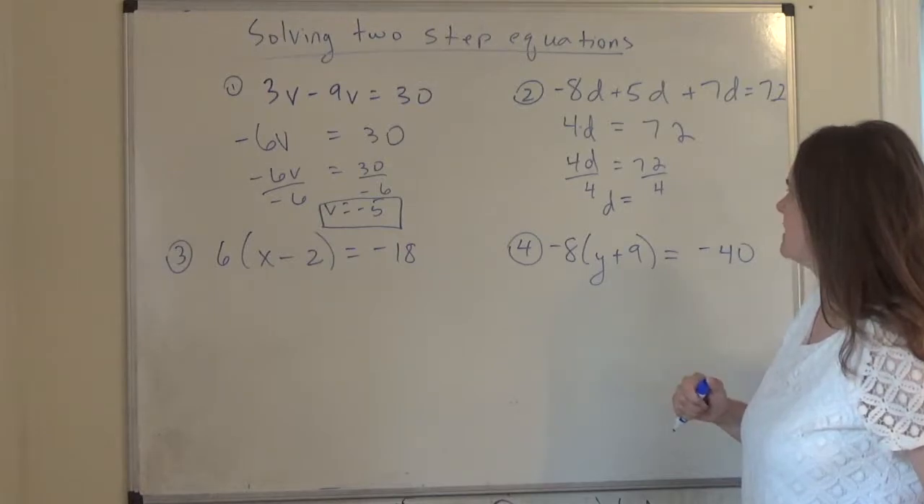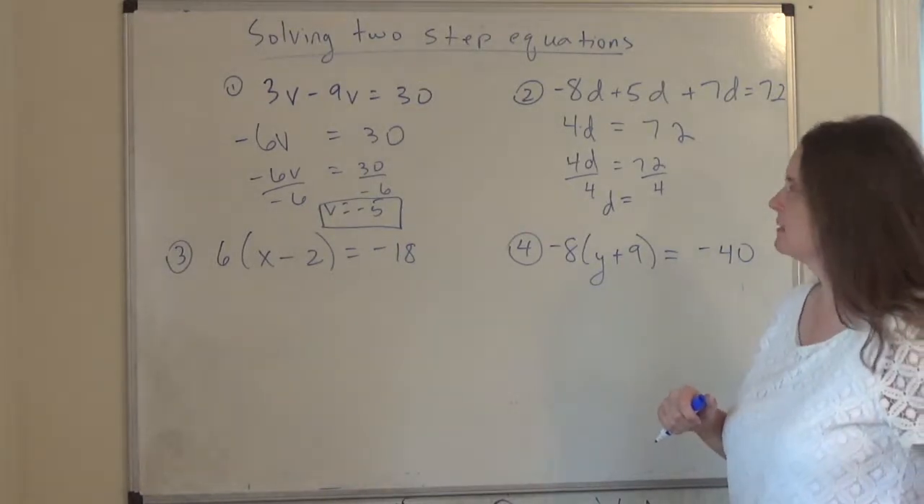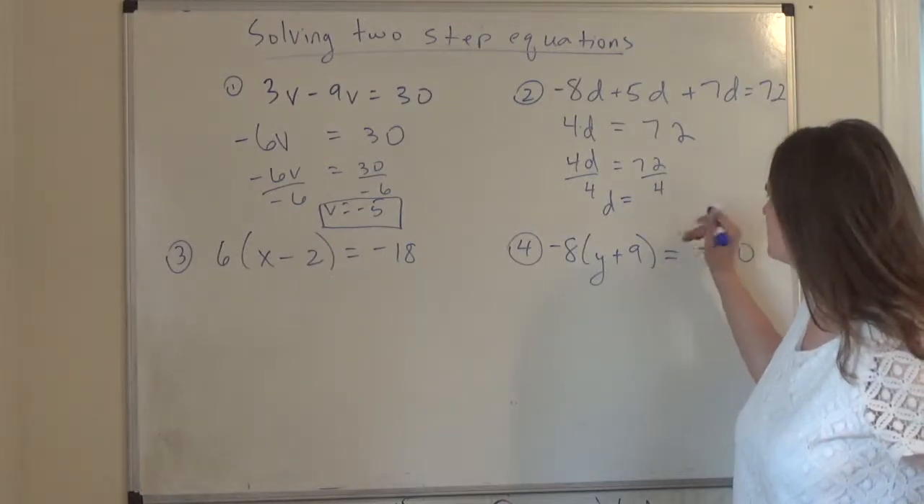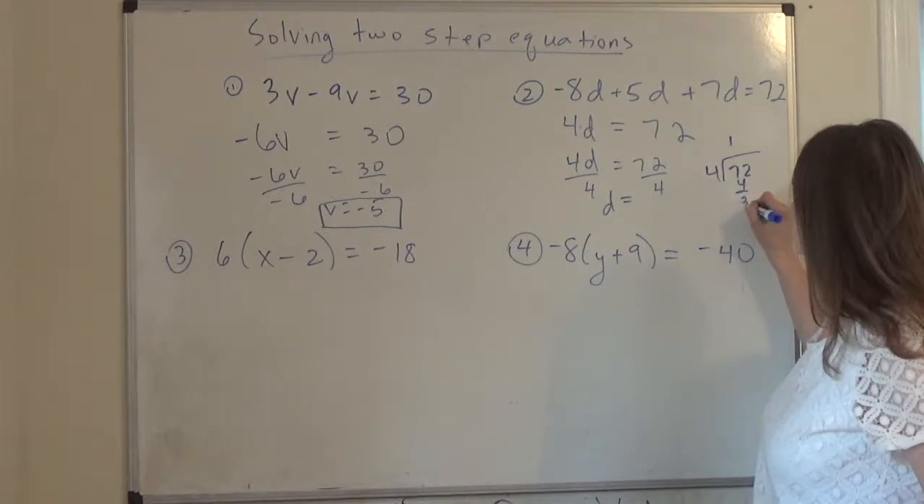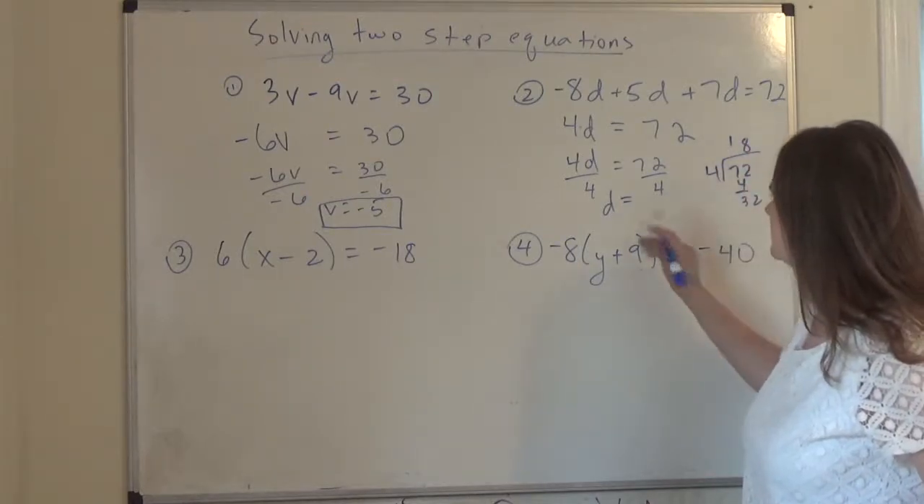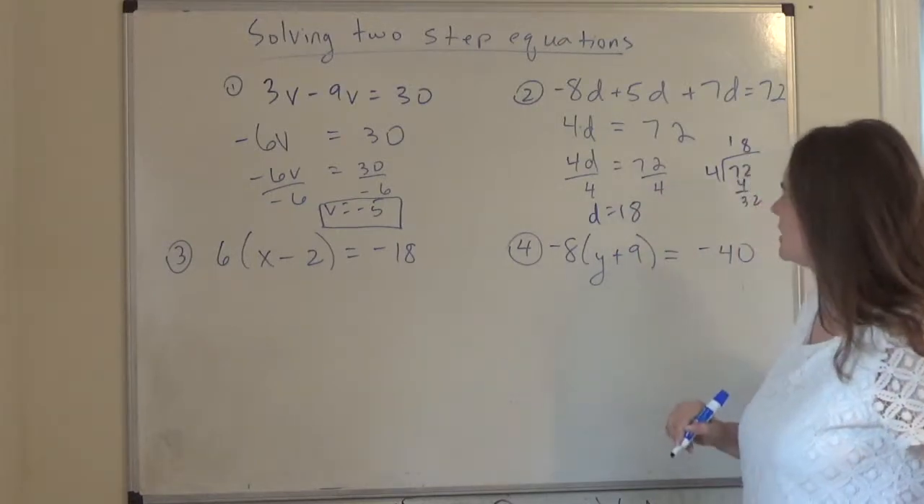I know 8 goes in 9 times, so that means 4 should go in 18 times. Is that right? Let's double check. 18. So d equals 18. Okay, and then I need to check my answer.